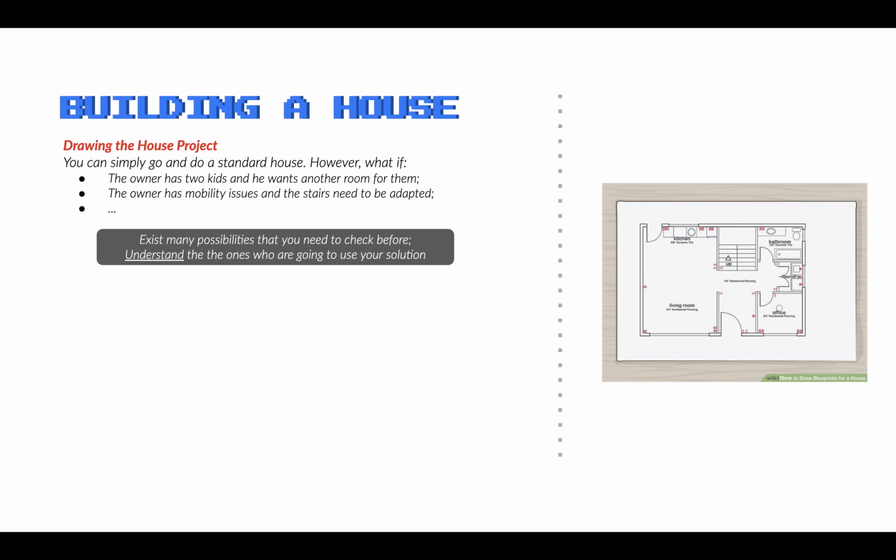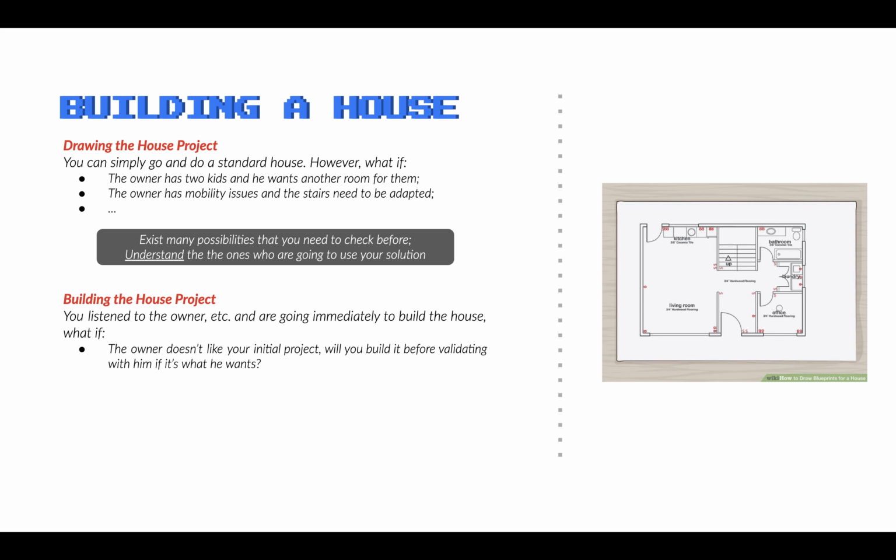But let's say that you talk with this person and you are now going to build the project that you designed. But you listen to the owner once and you go immediately to build the house. But what if the owner doesn't like your initial project? You didn't ask for feedback, for example. Would you build it before validating with him whether this is really what he wants or not?